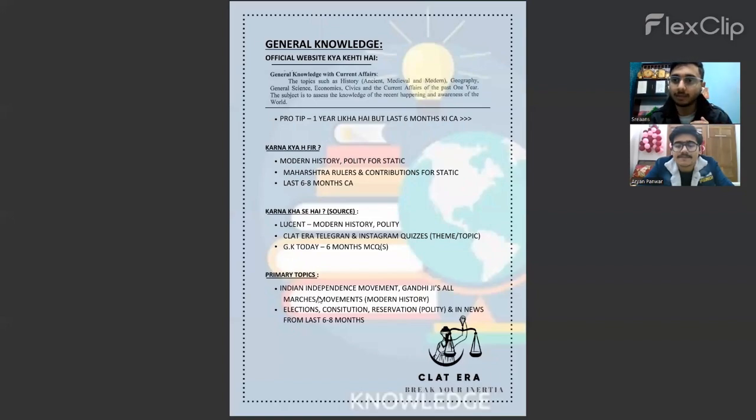And now, one more important tip from my side: even in the modern history part, do a further bifurcation. First read from the 1857 rebellion against the British Raj to 1947, the Indian independence movement, and within it the movements led by Gandhi ji, civil disobedience, Jallianwala Bagh, the Chauri Chaura incident. All those will dominate the show in modern history also. So please do read that. And in the polity and current affairs part, there is an overlapping area of election, constitution, and reservation, which have been dominantly in the news since the last 6 months.